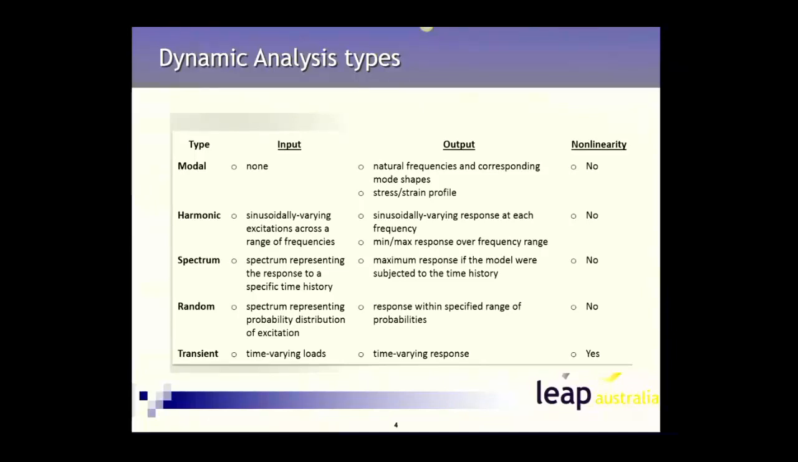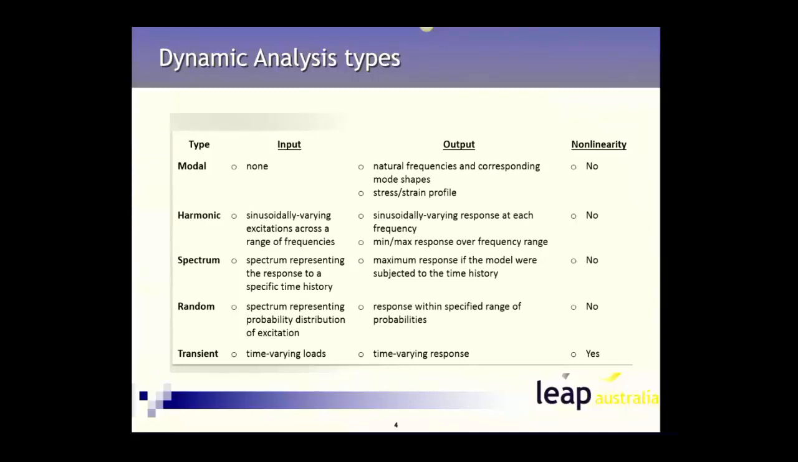Okay, so a harmonic analysis we use if you've got a sinusoidally varying load and you know what frequency range it sweeps over. So you can have more than one load applied at the same time, but they all operate at the same frequency. So if you had two unbalanced wheels rotating on the machine, they might be out of phase. So you apply both of those loads and you sweep through a frequency, and then you can find what your actual responses are over those frequency ranges.